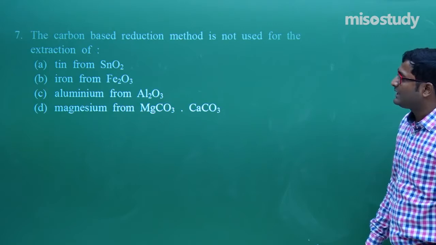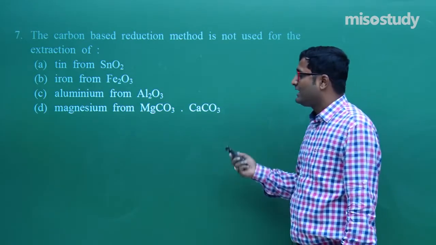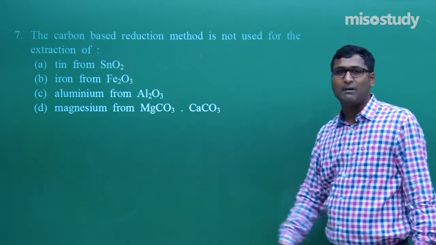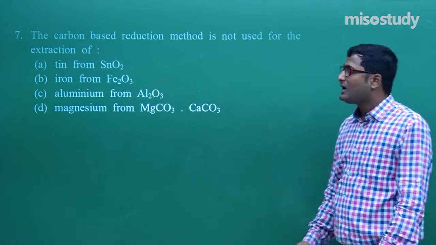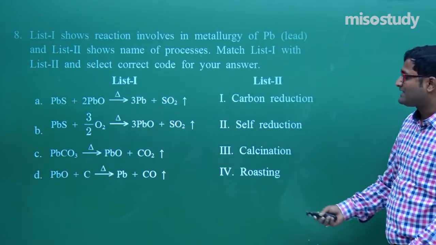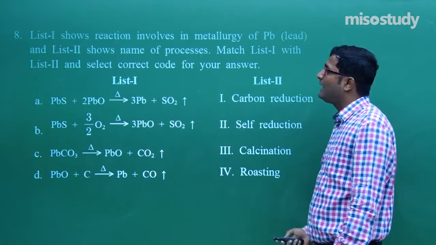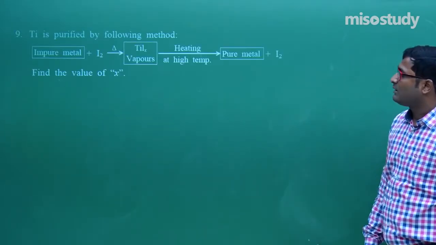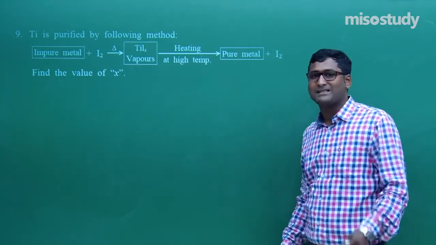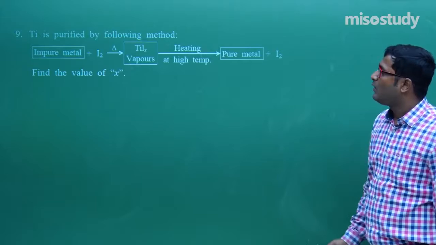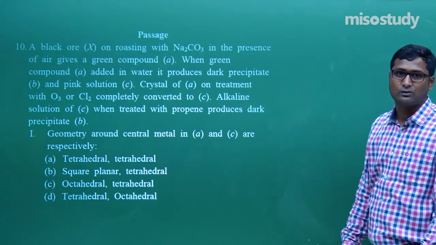For question number 7, tell me what will happen. Carbon reduction is not possible. Al and Mg have more affinity for oxygen in comparison to carbon. Now for question number 8, the matching type question, B is the correct option. Now for question number 9, as I told you, that is the Van Arkel method, and the value of x is equal to 4. Now for question number 10, I have given the detailed solution of this question.